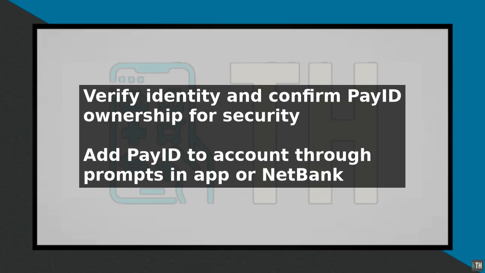To make a payment, go to the payment section in the CommBank app or NetBank and select the account you want to pay from. Enter the recipient's PayID, which can be their phone number or email address, and the amount you want to pay. You will then be asked to confirm the payment details, including the recipient's name and the payment amount. It is essential to double-check these details to ensure the payment is made to the correct person.